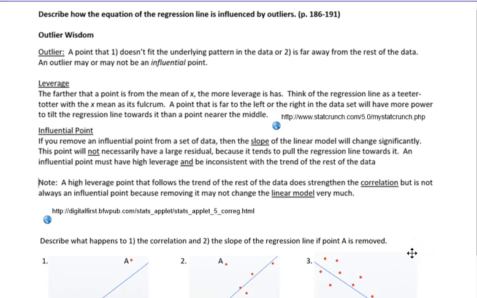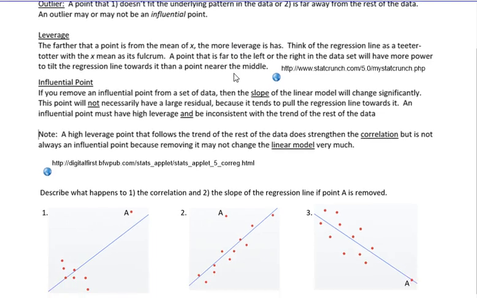Earlier in the notes, in section 3.1, we talked about how outliers affect the strength of the correlation. But now we're going to look at how outliers affect the actual regression line and its slope in particular. So let's define again: an outlier is a point that doesn't fit the underlying pattern in the data, or fits the underlying pattern but is far away from the rest of the data. An outlier may or may not be an influential point.